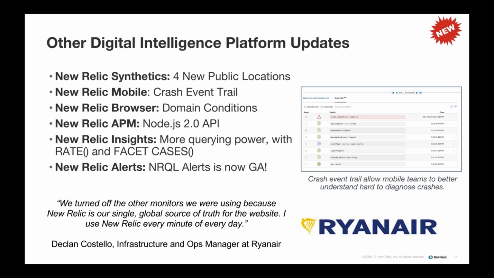And then finally, alerting. Alerting is a critical part of the feedback we've gotten from customers over the last year. We know it's critical for how you run your operations, and we announced the general availability of NRQL alerts. This just combines a number of pieces of the digital intelligence platform to give you more power and more precise signal on the sorts of alerts that you're getting.